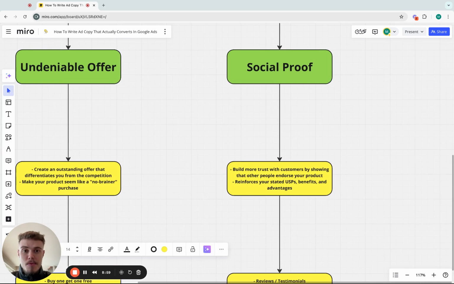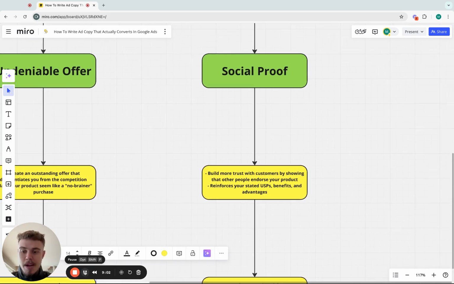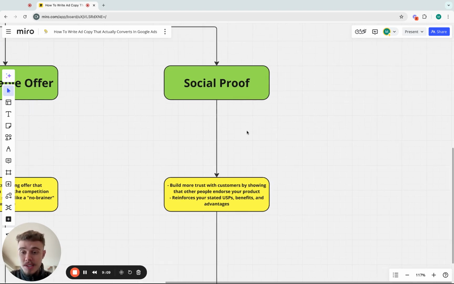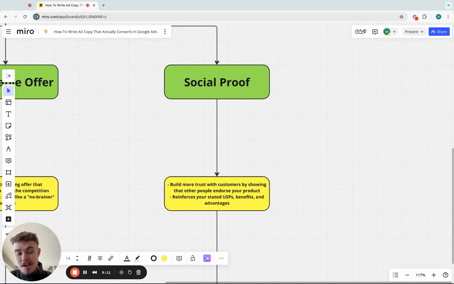And then finally, you also have social proof, major key. Now, social proof is another fantastic way to increase your click-through rate and your conversion rate simultaneously. When it comes to ad copy, having things in there that show other people have already achieved the result that you're looking for is very likely to give them more trust, right? So building more trust with your customers by showing that other people endorse your product. And then additionally, your social proof is very likely to reinforce your stated USPs, benefits, and advantages.